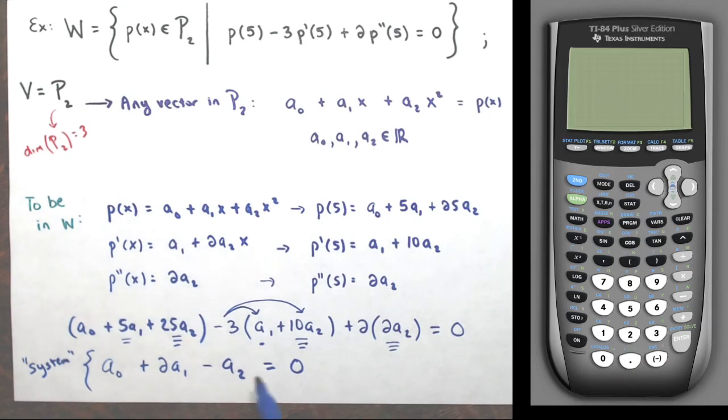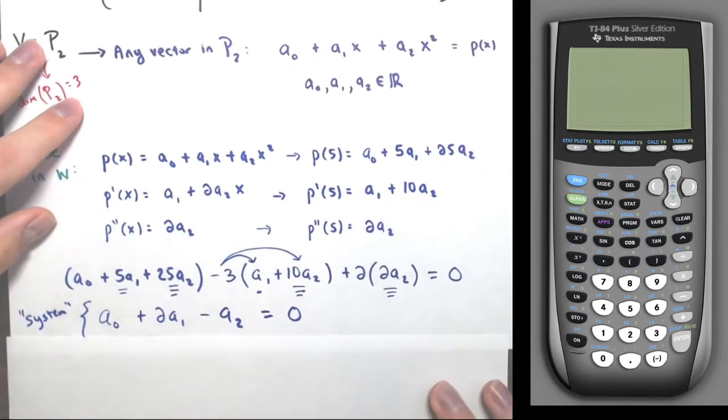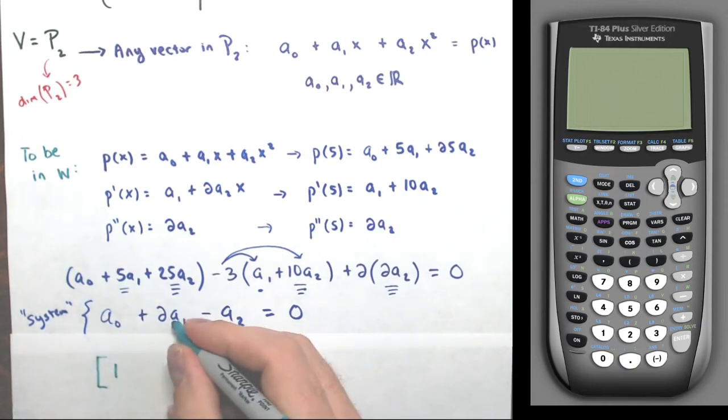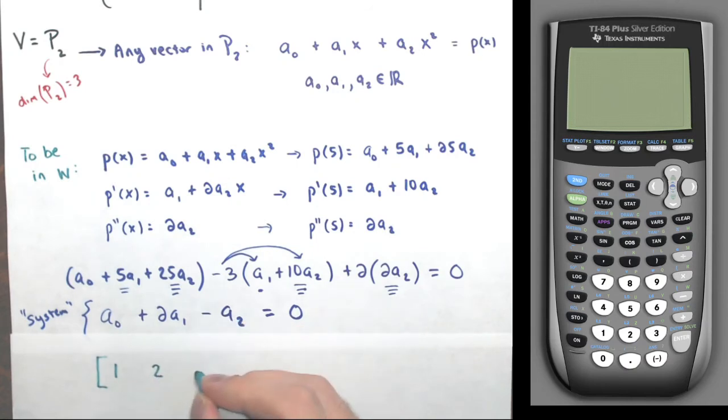Alright, now I know this is silly looking, but if you made the augmented matrix here, it would look like this. Just a 1 by 4. You have coefficients of a0, 1. Coefficients of a1, 2. Coefficients of a2, negative 1. Bar, 0 on the other side. And this has a leading 1 already. This is already in reduced echelon form.